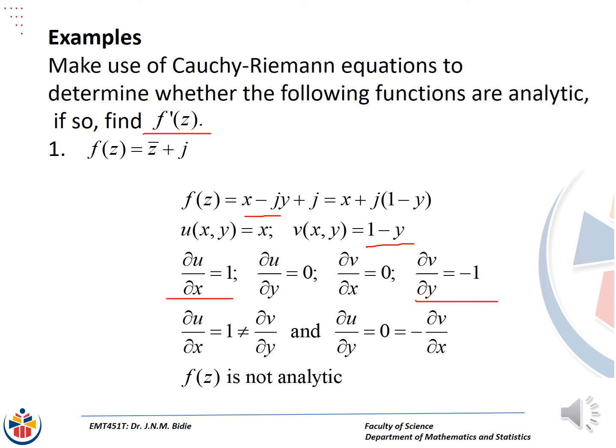They are not equal. Also, du over dy is 0, and it should be equal to the negative of dv over dx, which is true. The negative of 0 is 0 anyway. So the second one holds, but the first one doesn't hold. Therefore, the function is not analytic.